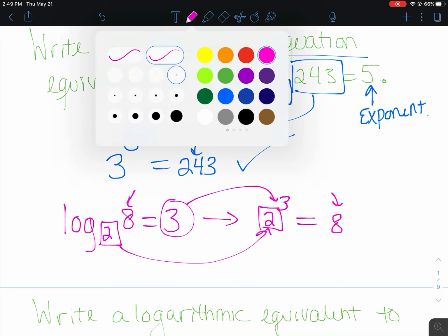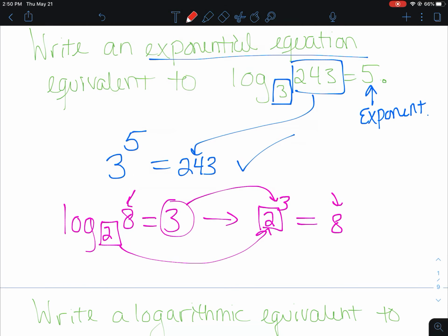What a logarithm really is doing, though, is if you read this statement here, it's saying if 2 is the base, what is the exponent that gives me an answer of 8? So a log is really asking, what is the exponent? That's what you want to keep thinking to yourself, okay?